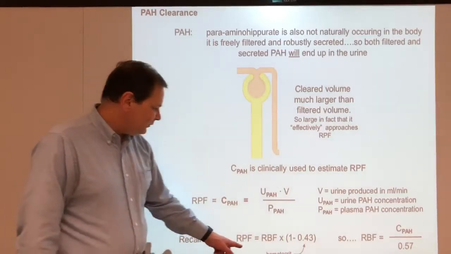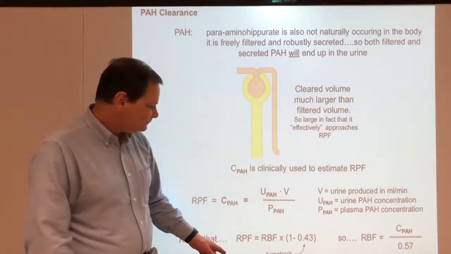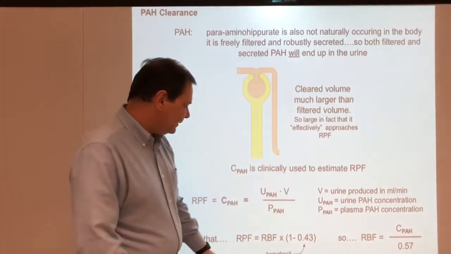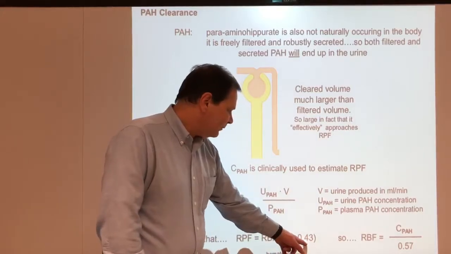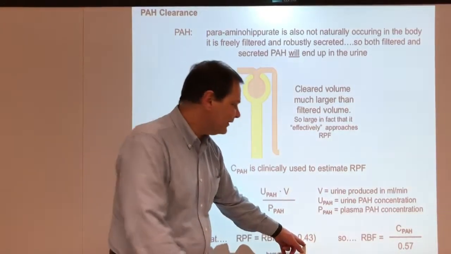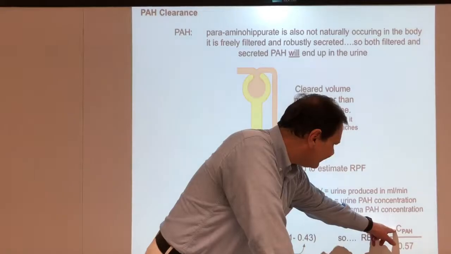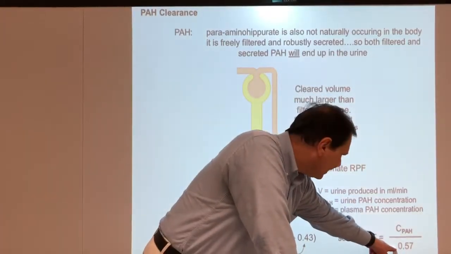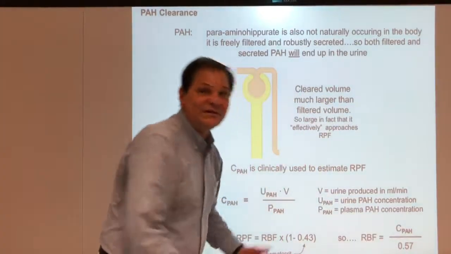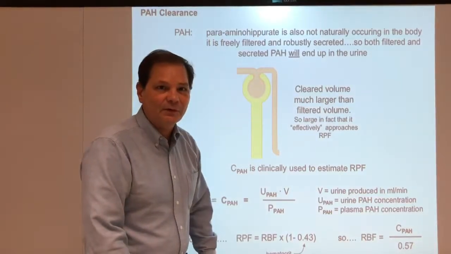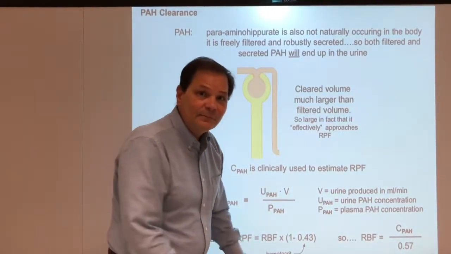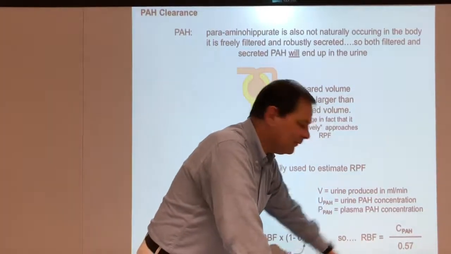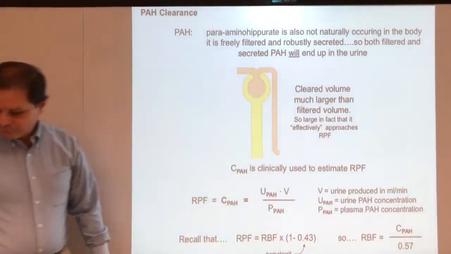And if I want to calculate renal blood flow, what I can do is, because I know that 43% of the blood is red blood cells, I can take the clearance of PAH, which is the plasma flow, and divide by 0.57, which is the volume of plasma per liter of blood, and I'll get renal blood flow, okay?